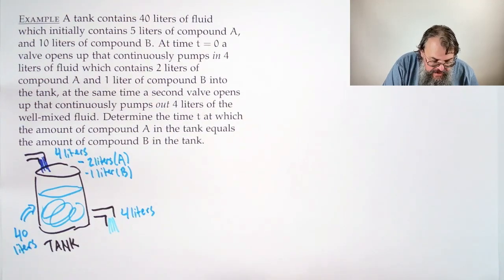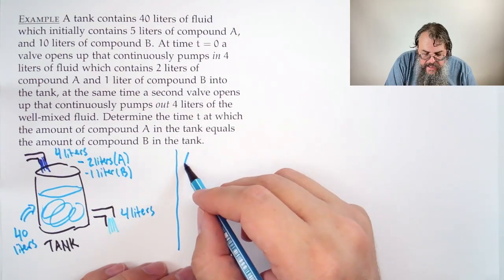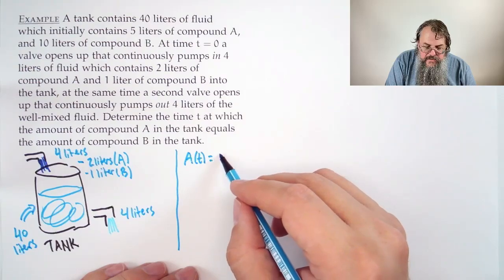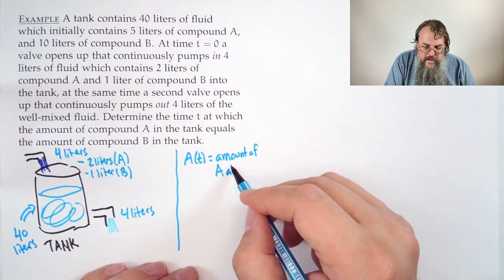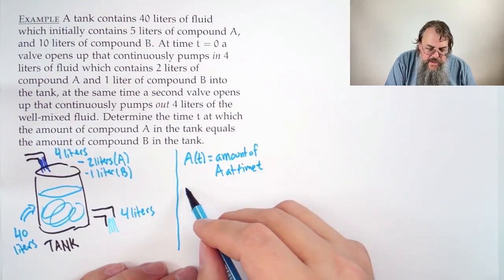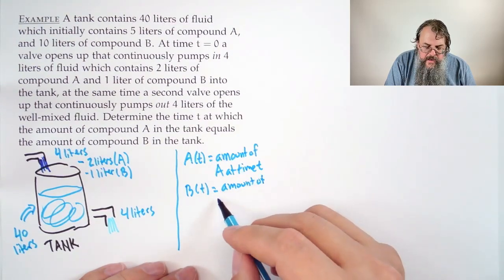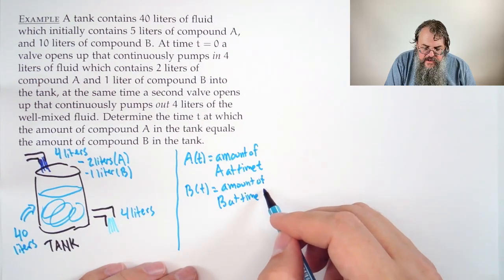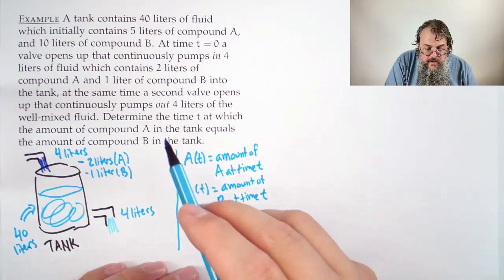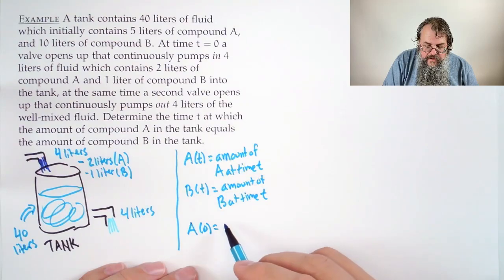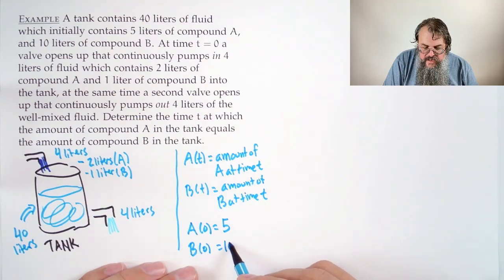So let's think about what's happening here. Let's make some functions. I'm going to let A of t be the amount of A. And then we're going to do a similar thing: B of t is the amount of B. And if we write down our initial conditions, A at time 0 is 5, since it initially contains 5 liters of compound A, and B at time 0 is 10.